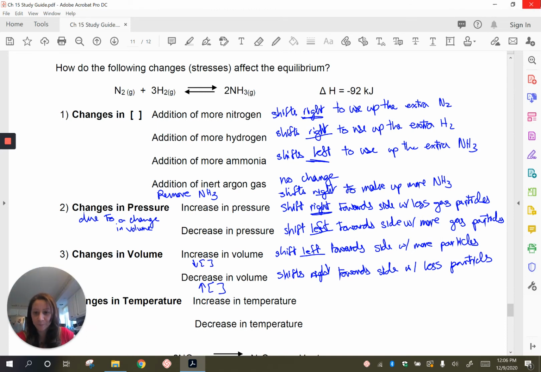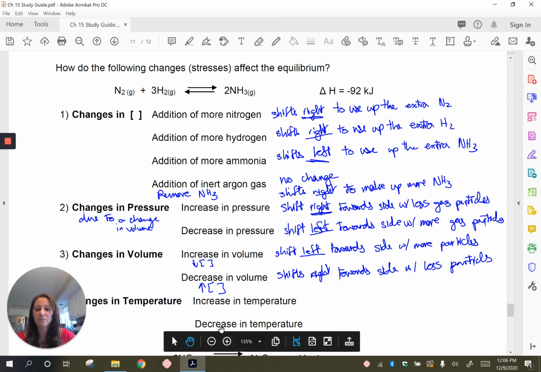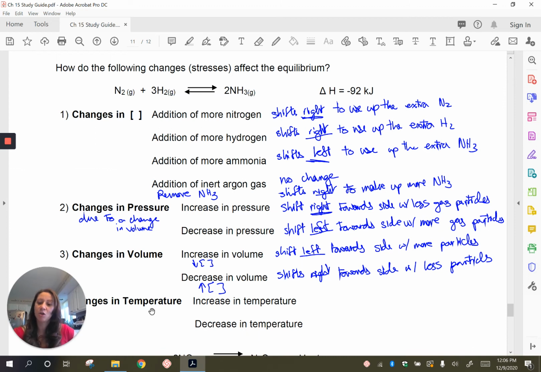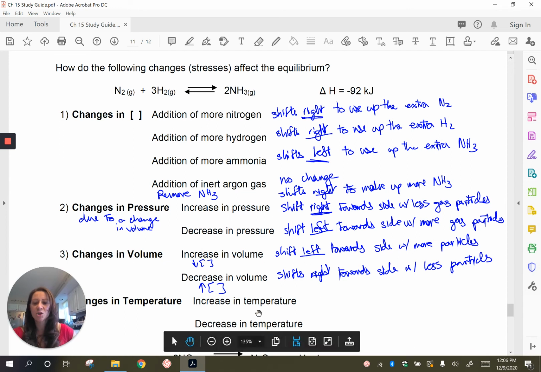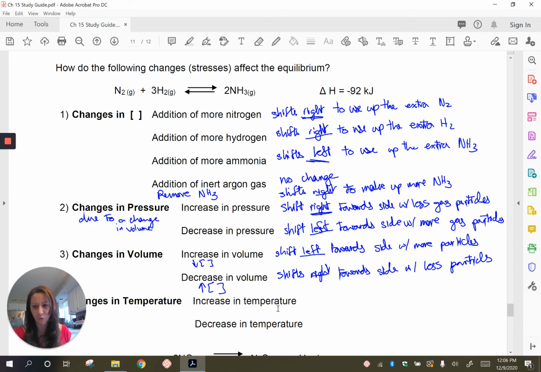Finally, change in temperature. A change in temperature affects exothermic and endothermic processes differently. You want to treat your heat as either a reactant or a product in this case. So if I increase the temperature, that means I'm applying more heat, right? So which direction would it shift to minimize the effect of adding more heat? Well, this reaction is an exothermic reaction, and exothermic reactions release heat. So I'm going to write it as part of my product.